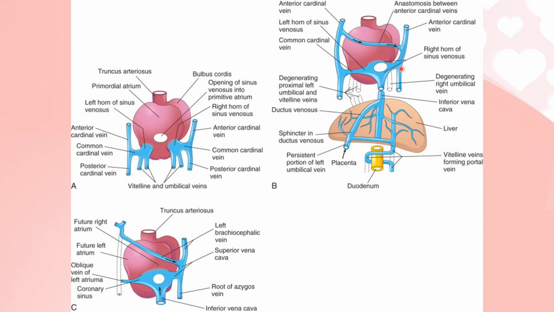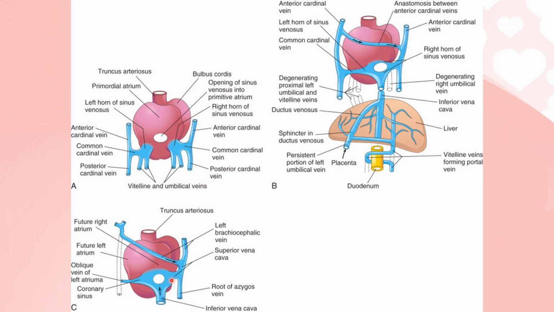This is the left horn of the sinus venosus, and because of the shunting of the blood from left to right side, the right side enlarges. This is part of the ductus venosus. This is the ductus venosus, and this one is the umbilical arteries carrying the blood from the placenta, which shunts the blood through the ductus venosus into the inferior vena cava. Here you can see also the inferior vena cava. This one is the root of the azygous vein.